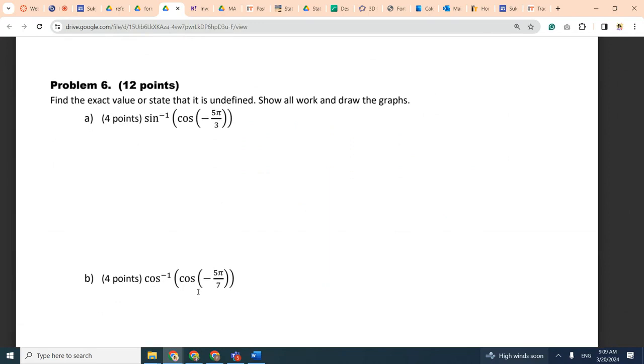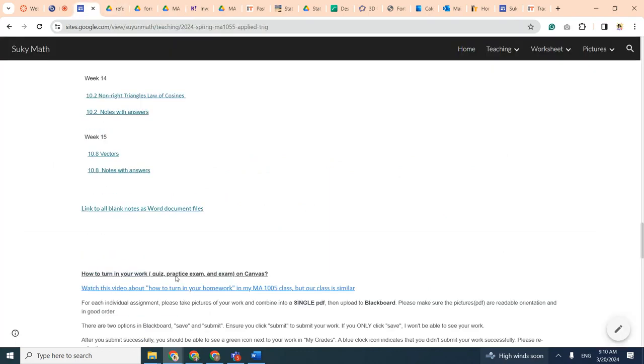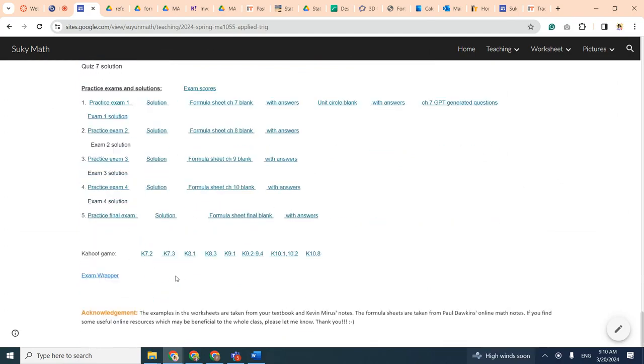They don't cancel because the one-to-one piece of cosine is from 0 to pi, and this is not from 0 to pi. So you have to find the corresponding x from 0 to pi. So here, if you just cancel and say the answer is negative 5 pi over 7, that would be wrong. Why don't I tell you the answer of this problem so you can see?